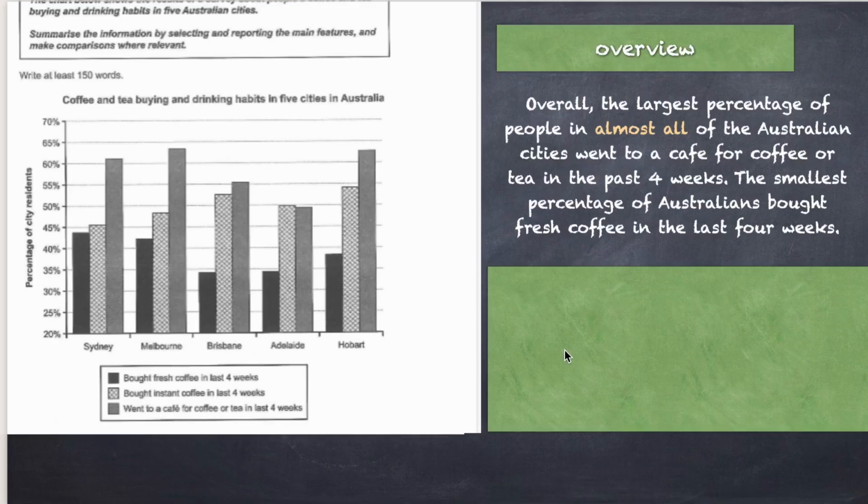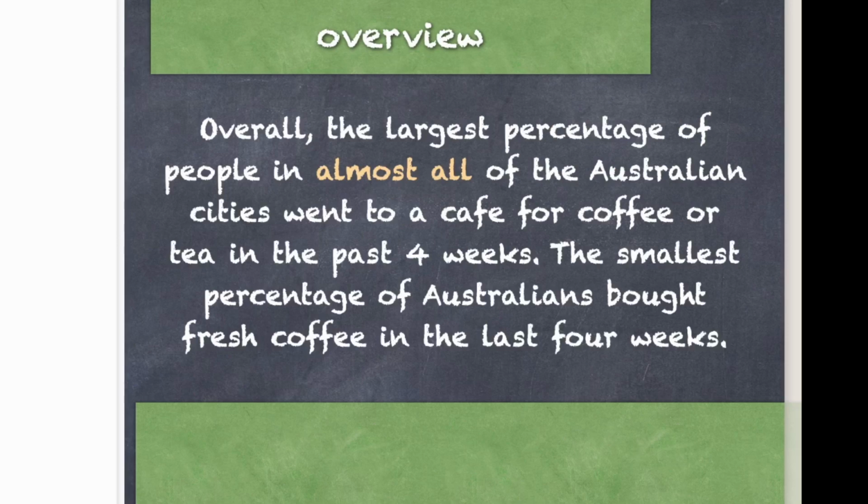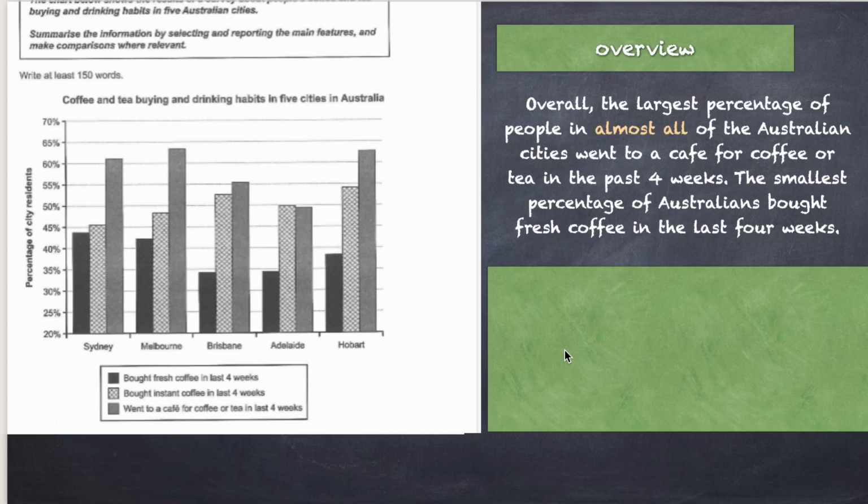They do this on purpose because they want to see if you have the language to be able to handle this complexity. It's almost perfectly easy, but it's not. So what I want to write is something like, overall, the largest percentage of people in almost all of the Australian cities went to a cafe for coffee or tea in the past 4 weeks. So I showed the examiner that my language is flexible enough that I can use an expression like almost all, because that's true. Now, as far as what I mean by that, I will share that in detail in the body paragraph later, but for now, that's enough.